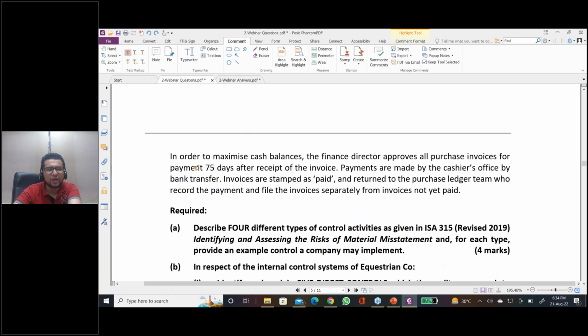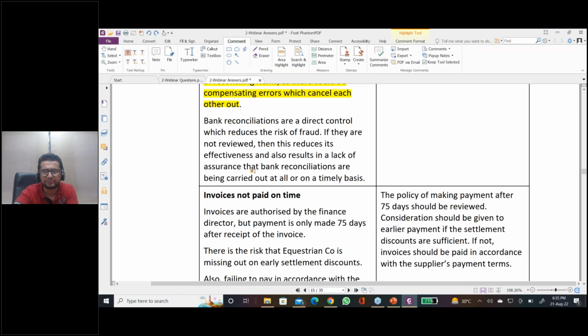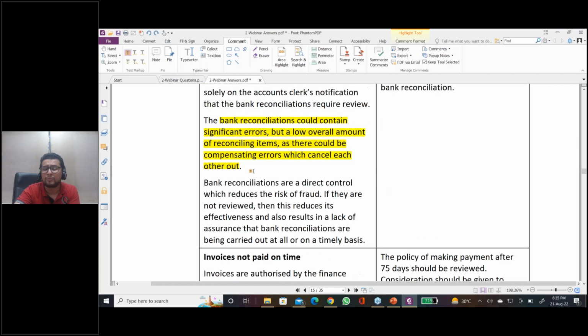Last paragraph. In order to maximize cash balances, the finance director approves all purchase invoices for payment 75 days after receipt of the invoice. Payments are made by the cashier's office by bank transfer. Invoices are stamped as paid and returned to the purchase ledger team, who record the payment and file the invoice separately from invoices not yet paid. So this is a good control. They are trying to make sure that they do not make dual payments.